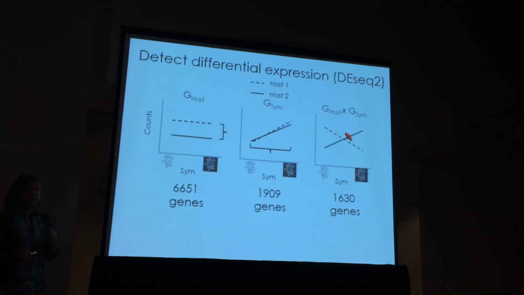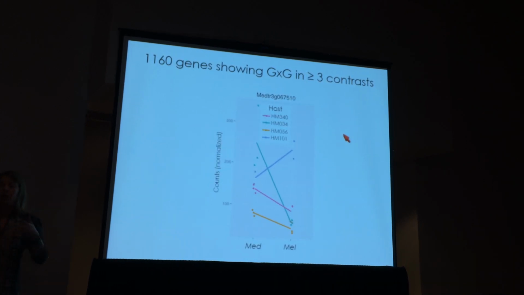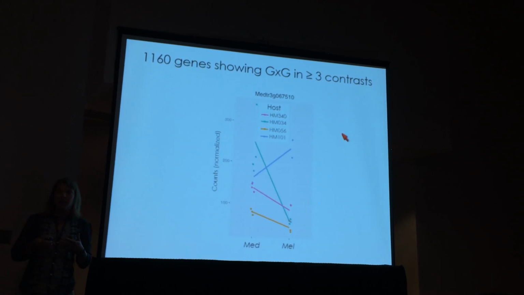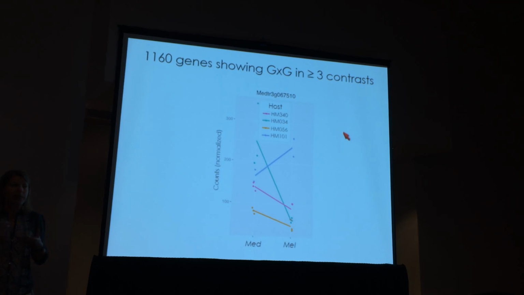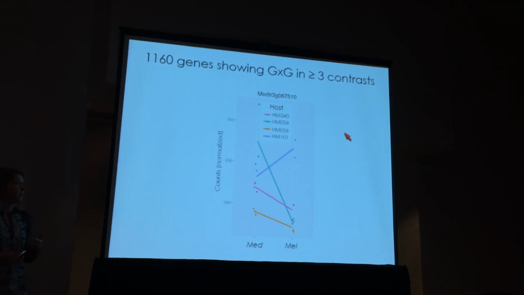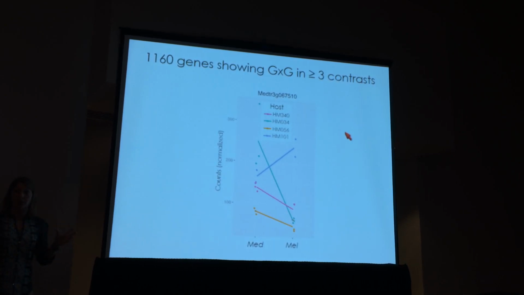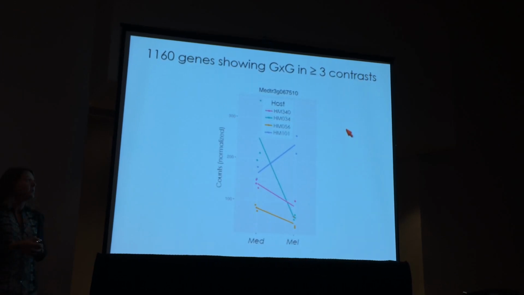Now, one of the other reasons we did the pairwise comparisons is that we can be even more conservative, and we can say, well, those genes for which we have evidence in 3 or more of those contrasts are those for which we have pretty good evidence that they're actually varying by the G by G, essentially. And so here's an example of just one of these genes that meets this criteria. We have 1,100 of them.